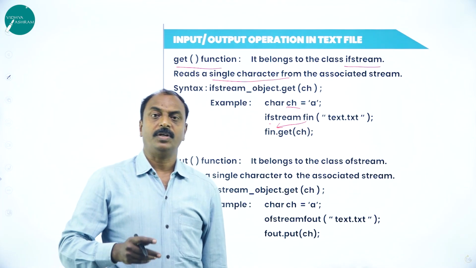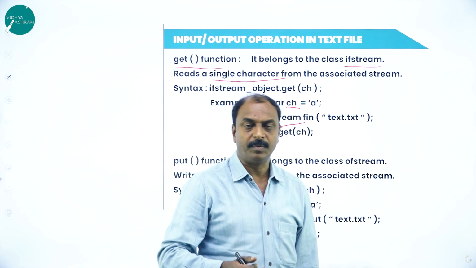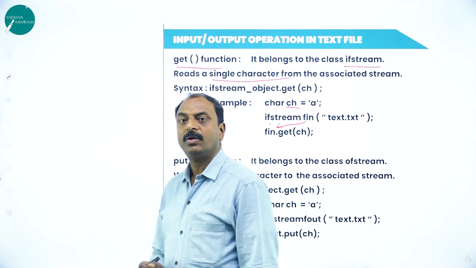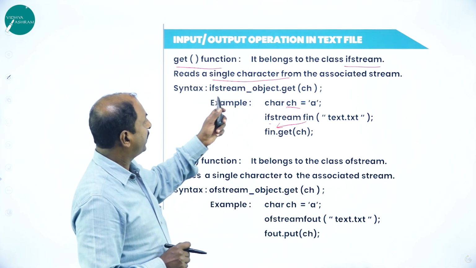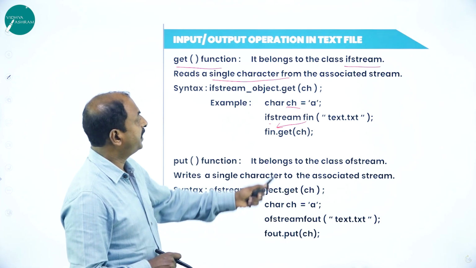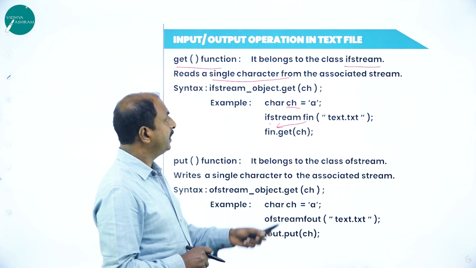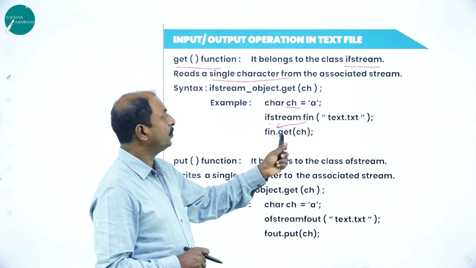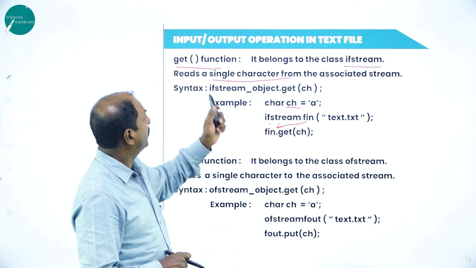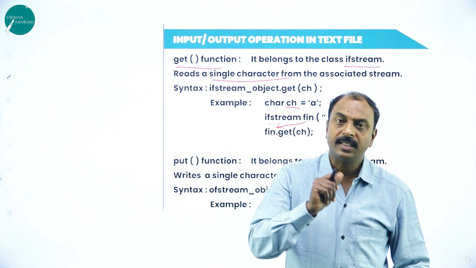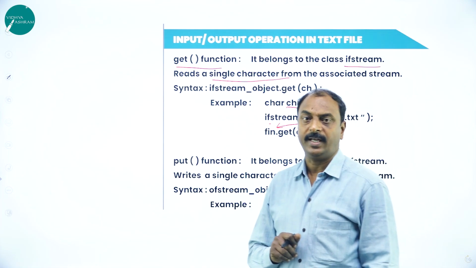Suppose if you want to open a file in read mode or I want to read a file, here we have to make use of get function. But get function reads only one character at a time. So this is the syntax. For example, here a is a character, so it reads the character a through get function. So get function belongs to ifstream class. It is used to read a single character from a file.